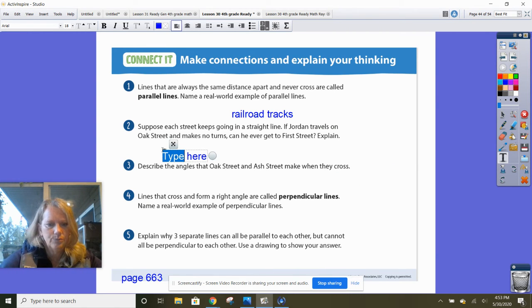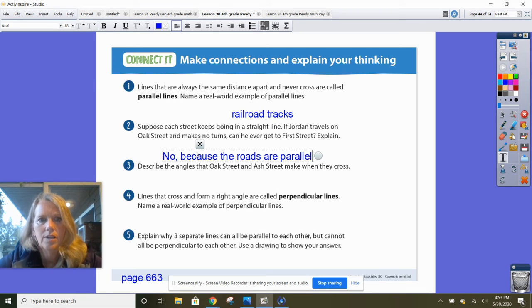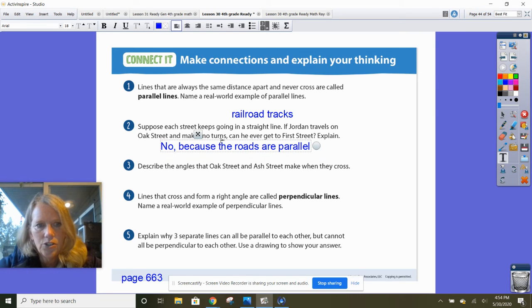Yeah, so you were right. Those of you who said no right away, you were right. No, because the roads are parallel. He needs to make a turn if he wants to get on that street.